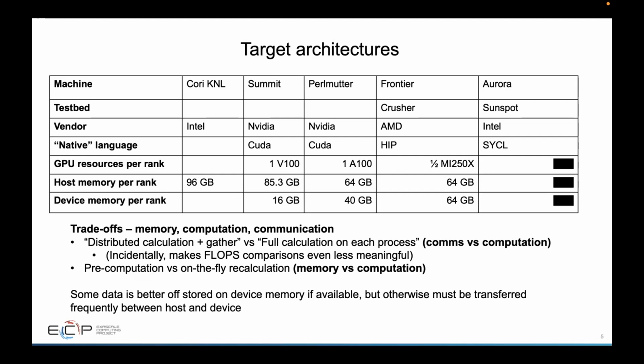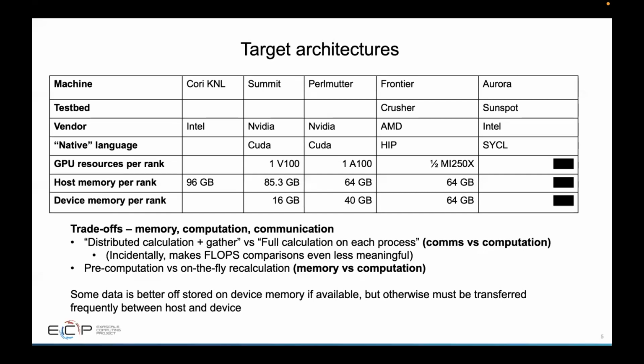Another challenge is that we're trying to run on a lot of different architectures using the same code base. And so some target machines, Cori is going away, but we're still hoping to run on Summit and Perlmutter, Frontier, and soon Aurora. And an interesting thing happens because these different architectures mean that sometimes trade-offs are going to be weighed differently. These trade-offs between memory, computation, and communication. So in one machine, you might benefit from having a distributed calculation and then a gather, whereas on another machine, you might benefit from having the full calculation done on each process.